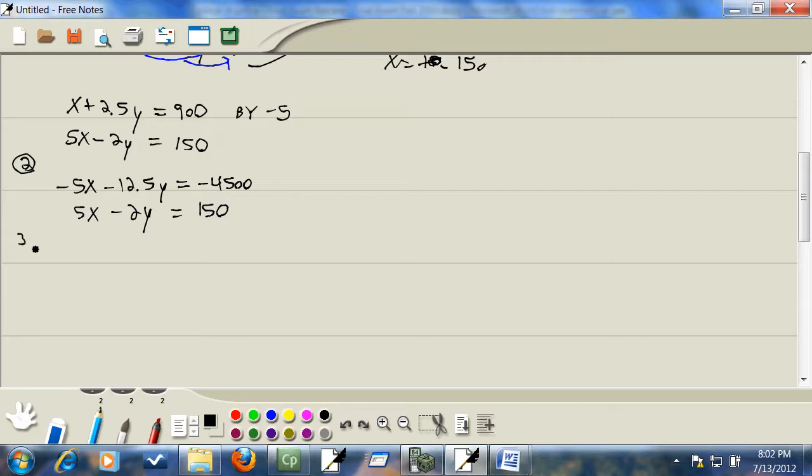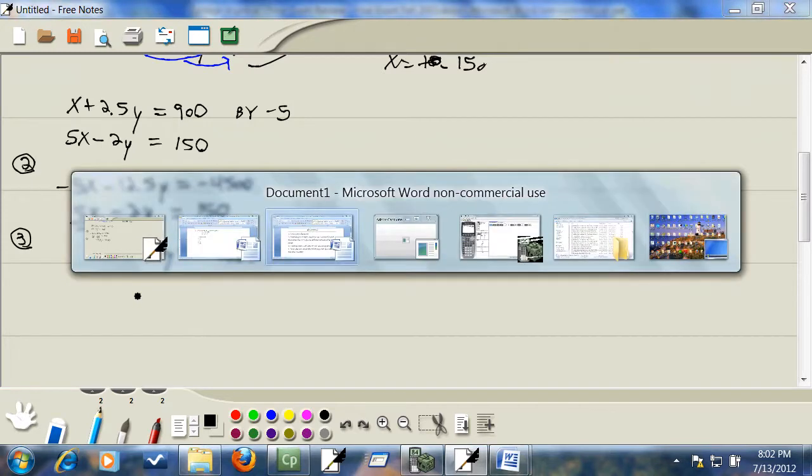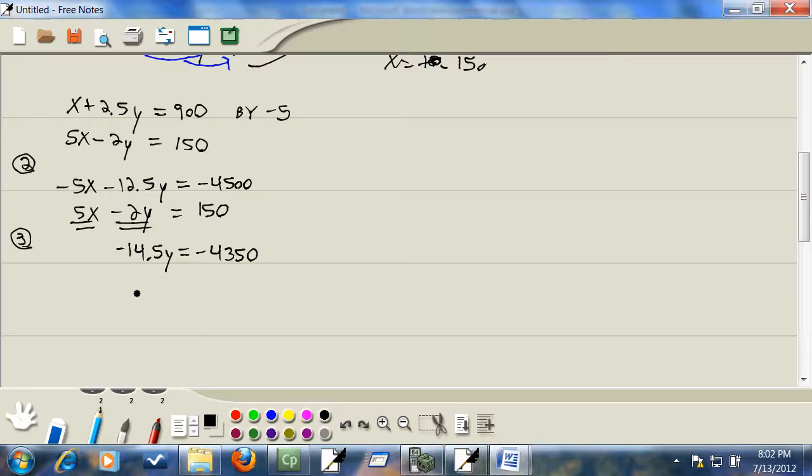Well, step 3, add the equations together. Negative 5x plus 5x drops away. Negative 12.5y and negative 2y gives us negative 14.5y. And negative 4,350, I think. And then solve. That's the second part of step 3, and solve for the remaining variable. So we'll divide both sides by negative 14.5.